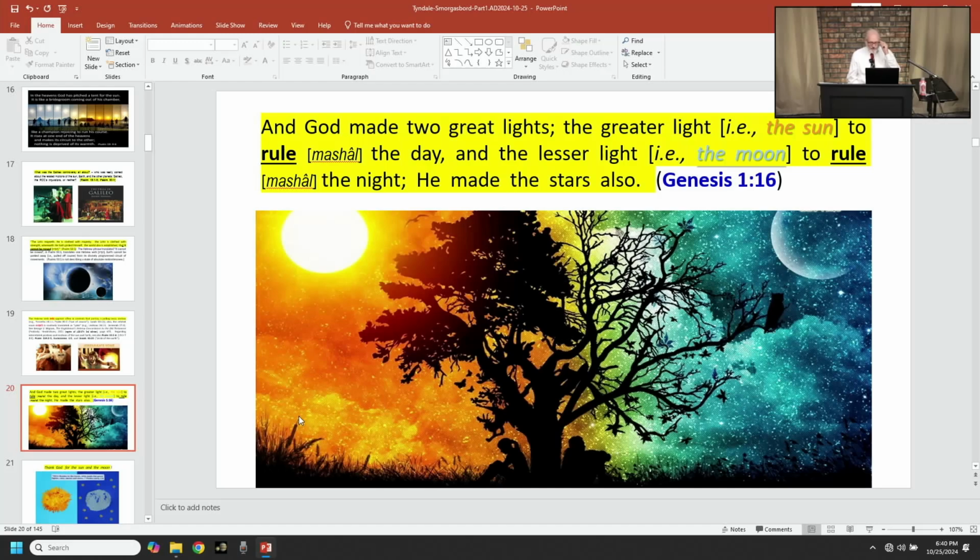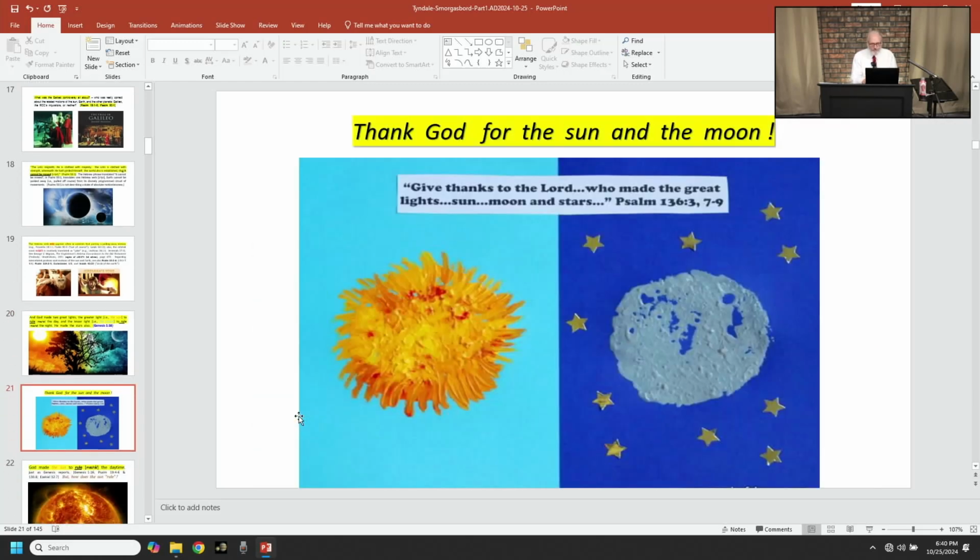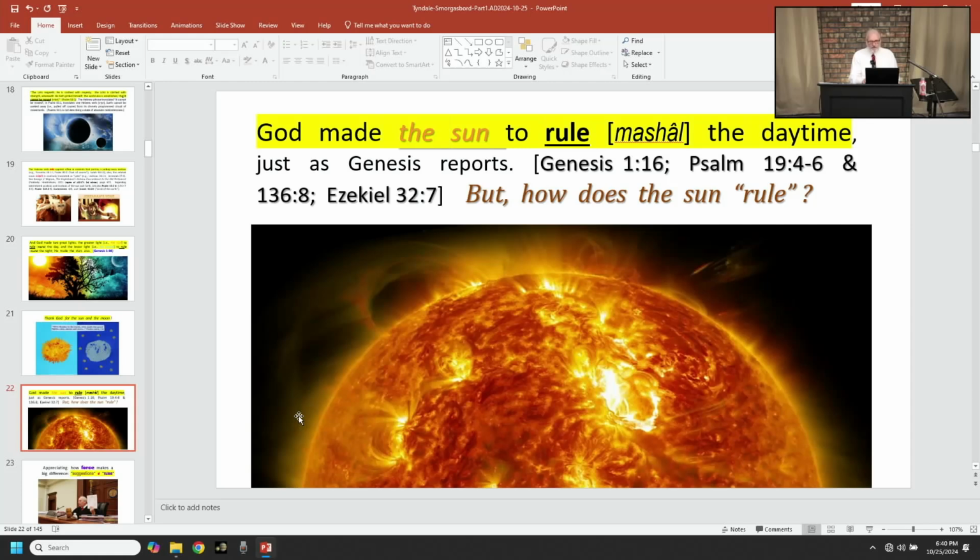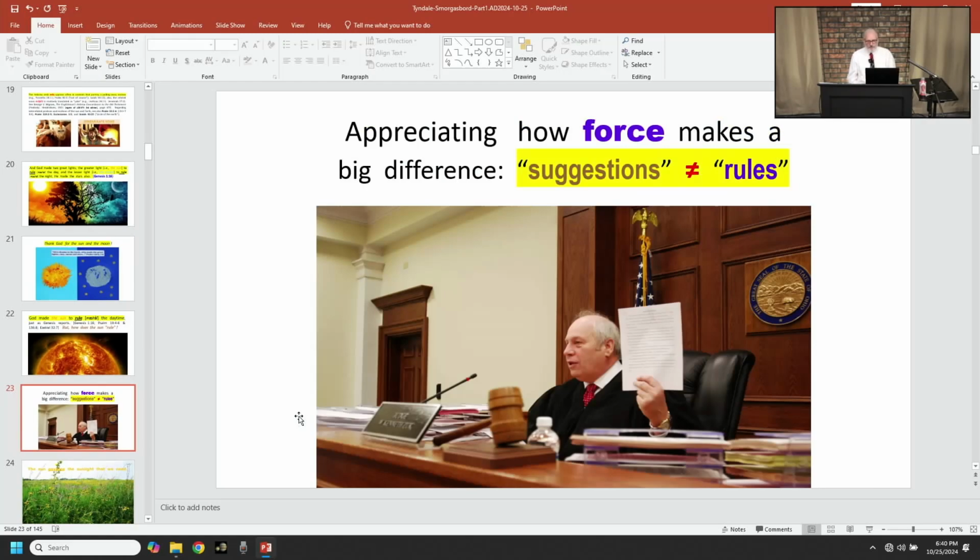Okay, so now we're back to this question of how does the sun rule the day and how does the moon rule the night? And of course, we are to be thankful for what God has done by assigning these functions, these services to the sun and to the moon. And Psalm 136 tells us that we should thank God for the sun, the moon, and the stars. So how does the sun rule? Well, first of all, let's think about the idea of the word rule.